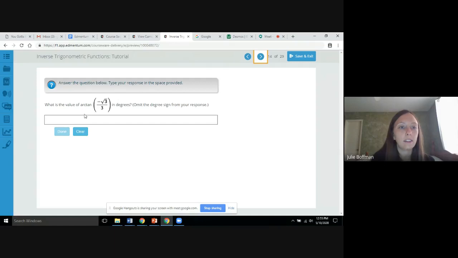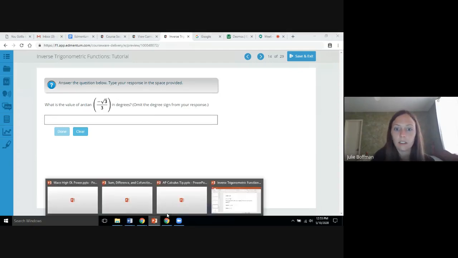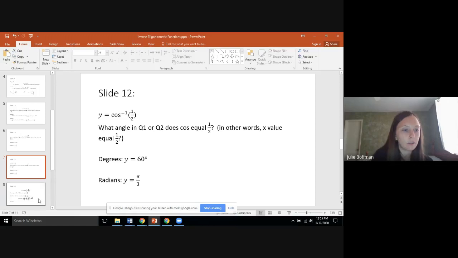Okay, so this is the same idea. You're going to ask yourself where on the unit circle, and we know for tangent, we got to use quadrant 1 and 4, will tangent equal negative square root of 3 over 3? And it says in degrees, and you don't have to do the degree sign. So let's see, pause it and try it on your own.